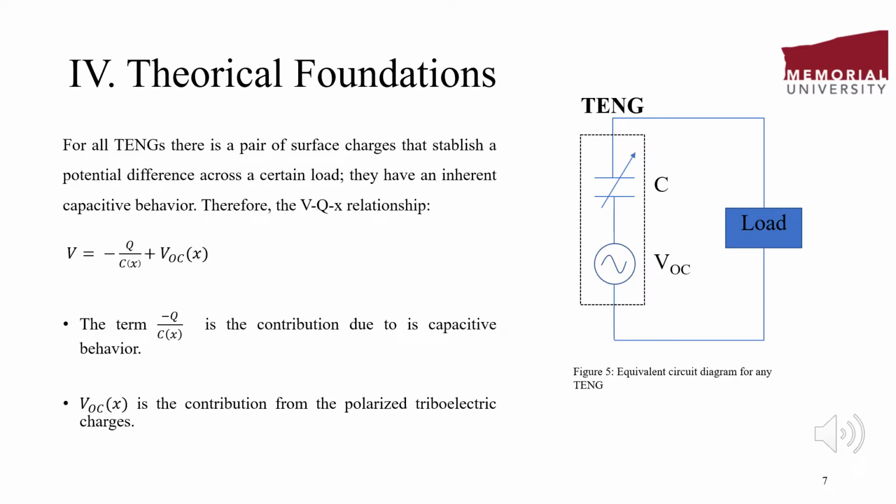For all triboelectric nanogenerators, there is a pair of surface charges that establishes a potential difference across a particular load. That means they have an inherent capacitive behavior, and therefore their output voltage can be written as the sum of two terms. The first term is the contribution due to the capacitive nature of the nanogenerator, and the second term is the open circuit voltage contribution that comes from the polarized triboelectric charges. On the right-hand side, we can see the equivalent circuit diagram for any triboelectric nanogenerator.